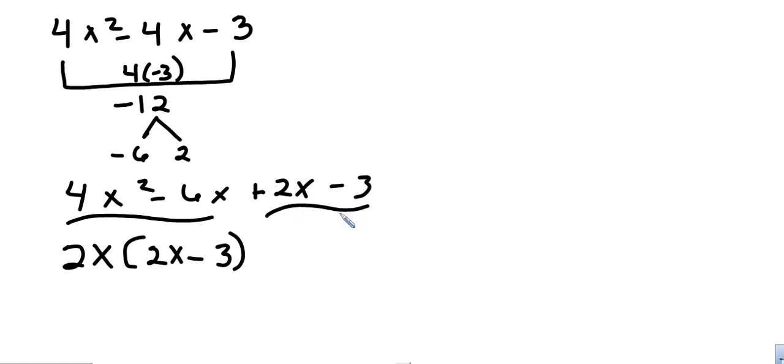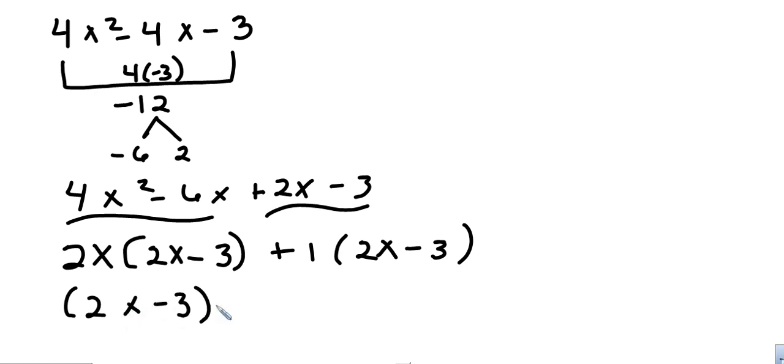There's nothing common there. But I need to be able to end up with two binomial factors. If there's nothing common in these last two terms, I'm going to say plus 1 and leave the 2x minus 3 inside my parentheses. And I can do that because 1 times 2x is 2x, 1 times negative 3 is negative 3. I haven't changed the value here. So now I have two binomials. What's inside the parentheses, 2x minus 3, times what's not in the parentheses, 2x plus 1.